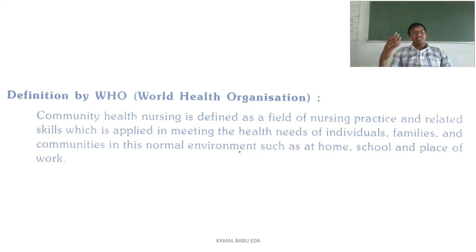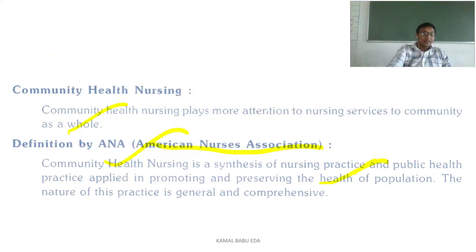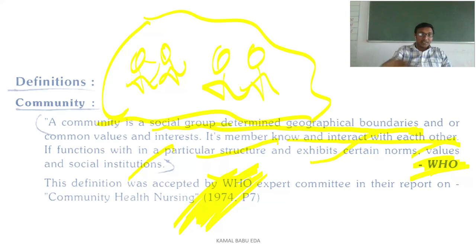Now we'll see the definition given by WHO for the term community health nursing. Simply, the meaning is the same everywhere: applying nursing practice in view of meeting the needs of individuals, families and communities in their normal environment. What is the normal environment? Mainly at home, at school and the place we work. This is our community. Whenever we apply our nursing practice and skills focusing on the health needs of individuals, families or communities, at home, at place of work and at school, this is called community health nursing. This is the definition given by WHO. Please take note of these definitions, they are very important. This is the definition of community health nursing by WHO, this is the definition by ANA, this is community health, and this is the definition of community.